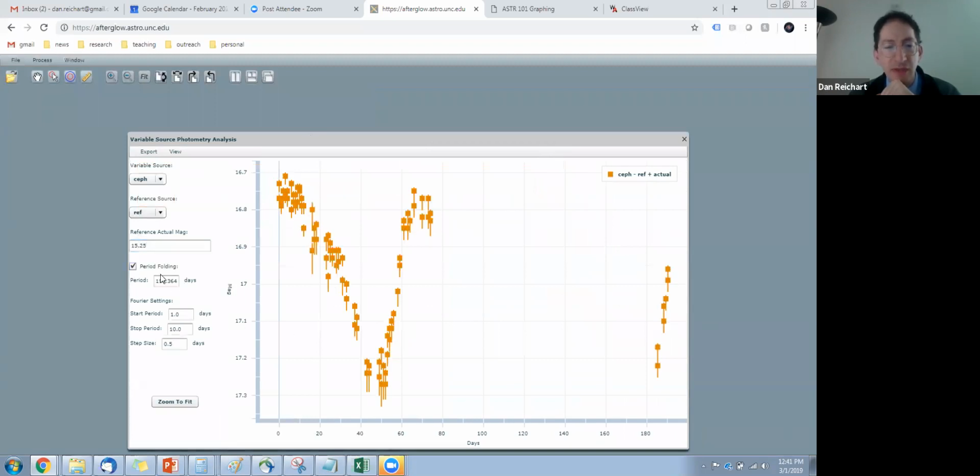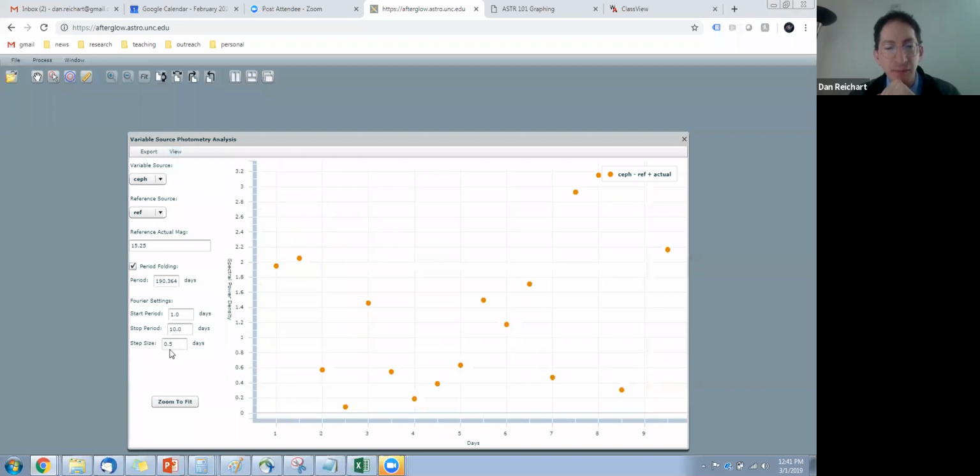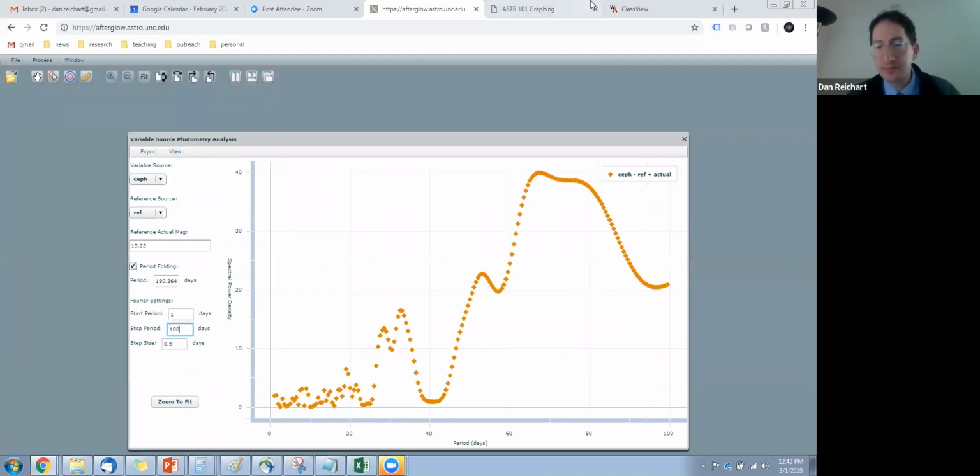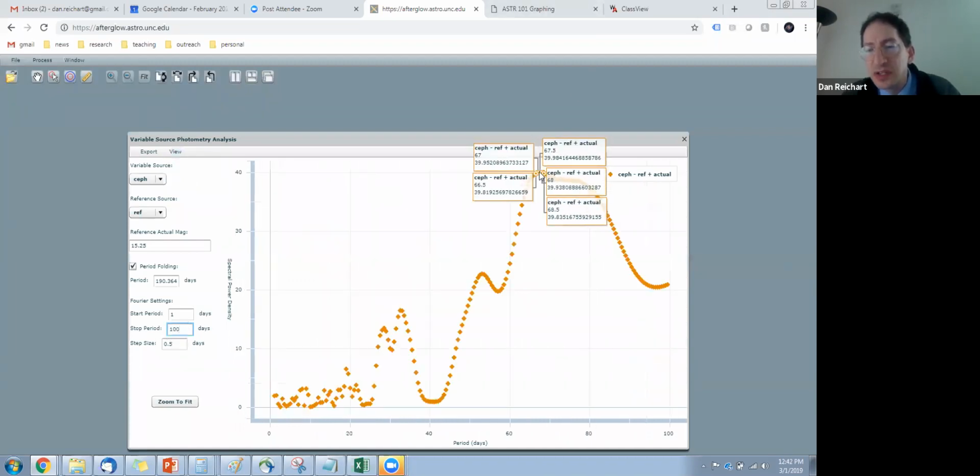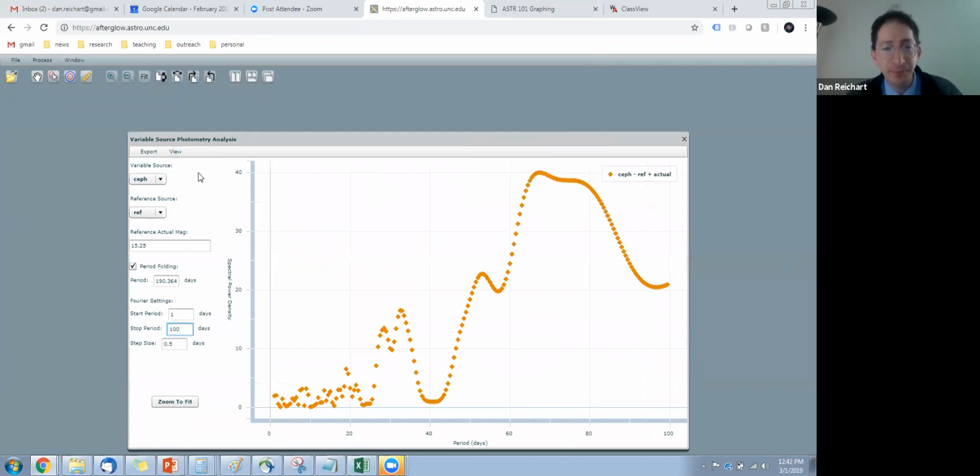But again, we can fold this. We don't have to guess at it. We go into Fourier mode. For this, they're all greater than a day, so let's search from 1 to 100 days. It's putting the peak out at 67.5 maybe.